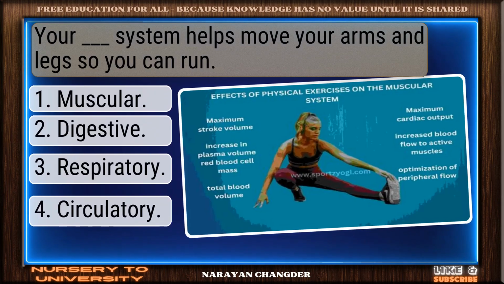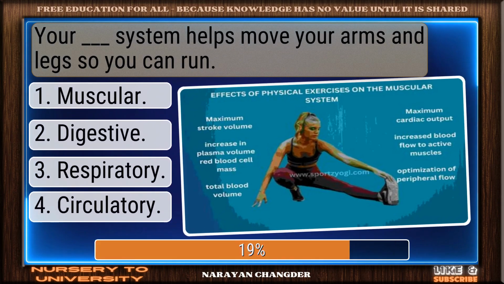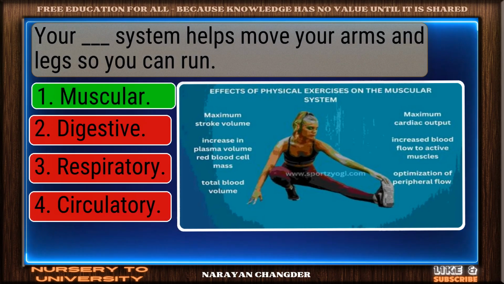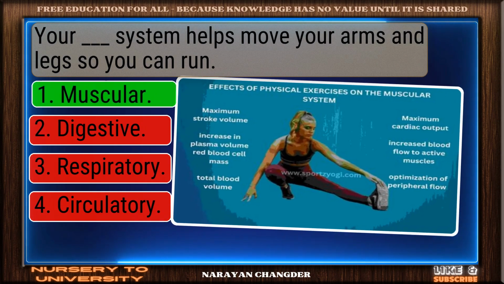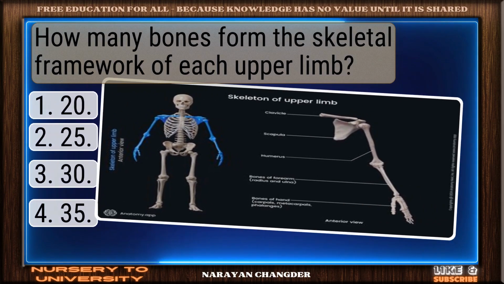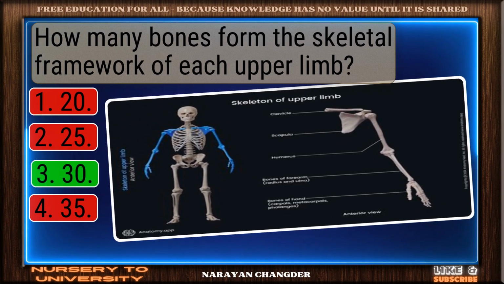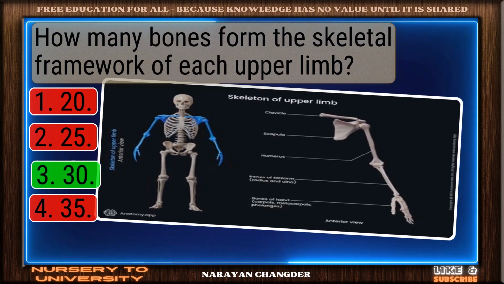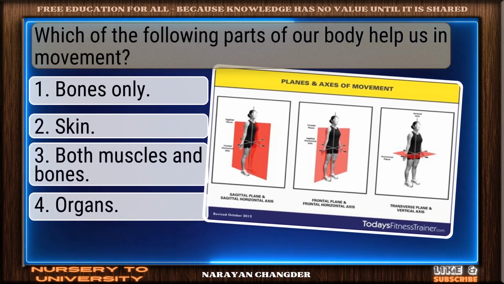Your dash system helps move your arms and legs so you can run. Perfect. Muscular is the correct choice. How many bones form the skeletal framework of each upper limb? Great thinking. 30 is the right choice. Which of the following parts of our body help us in movement?